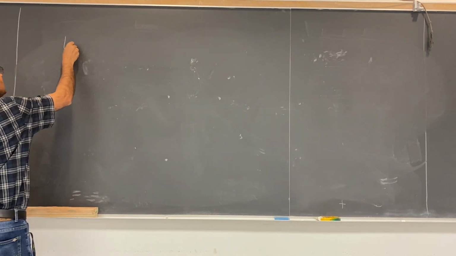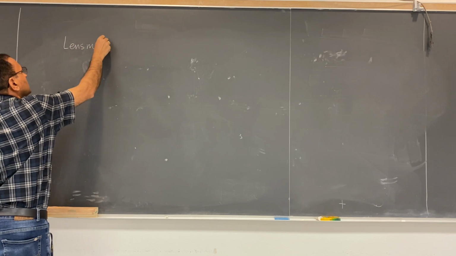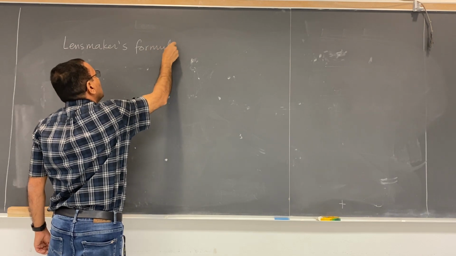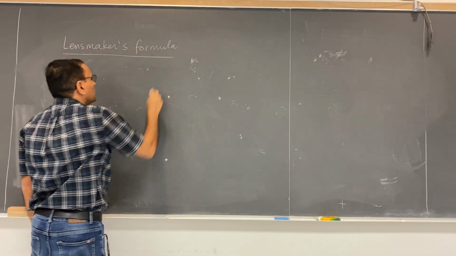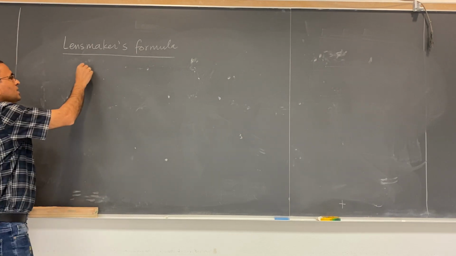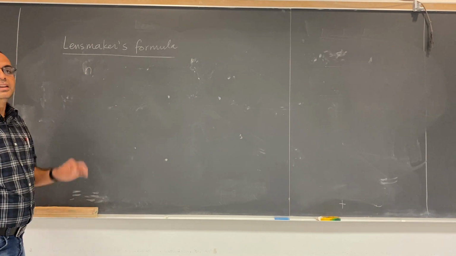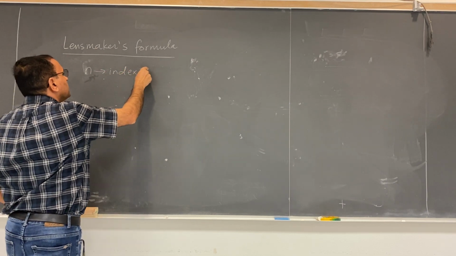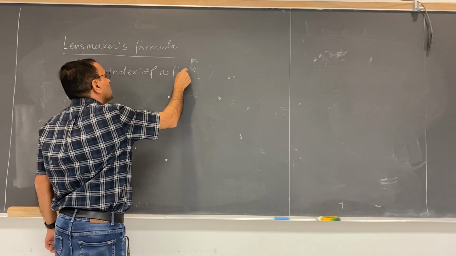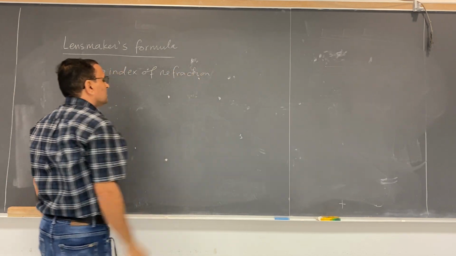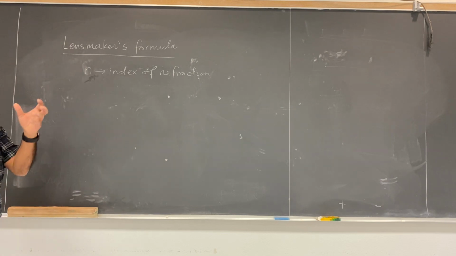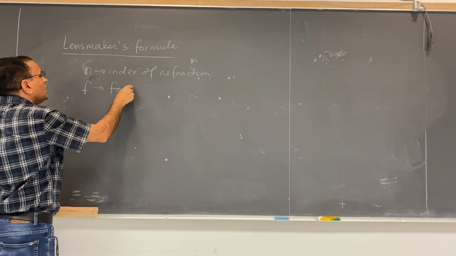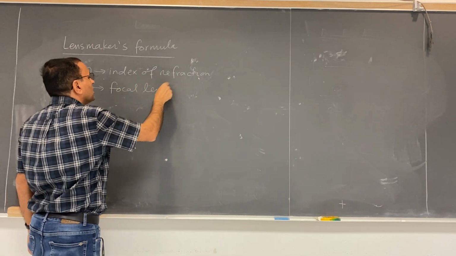Here I want to give you another formula we call the lens maker's formula. Sometimes this formula is useful. The lens maker's formula is a relationship between n, what is n? Index of refraction. We talked about this in refraction. The lens is made of glass, so n is the index of refraction of the lens, the glass. What is f? Focal length.